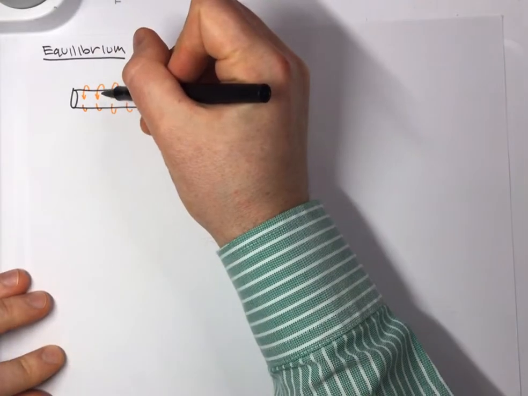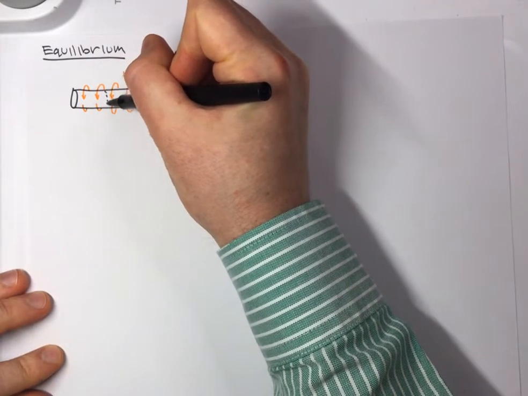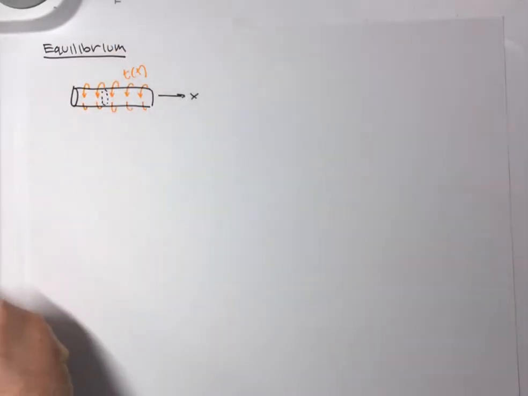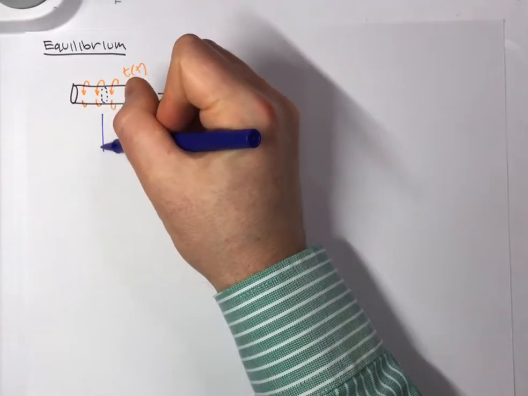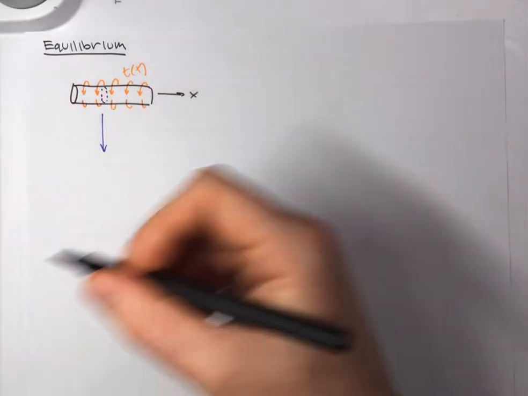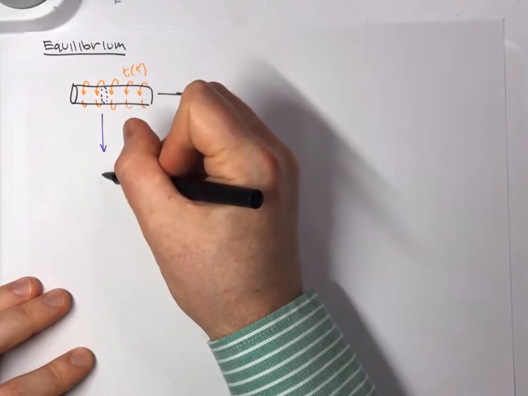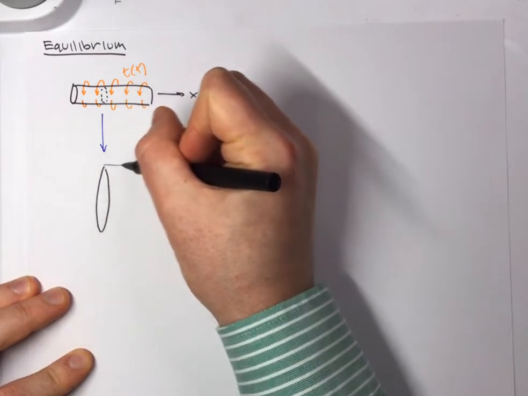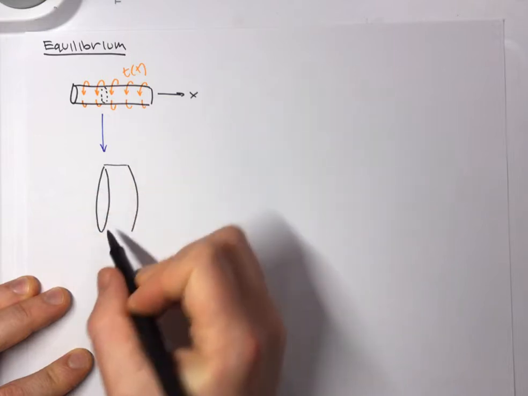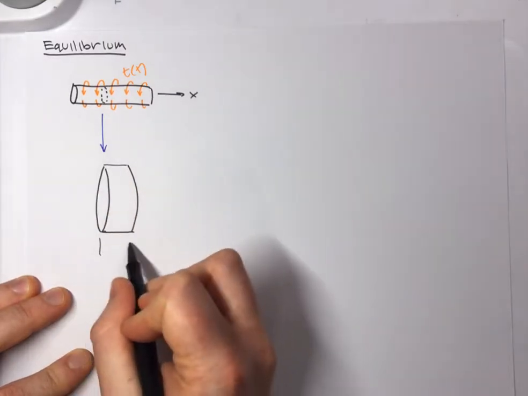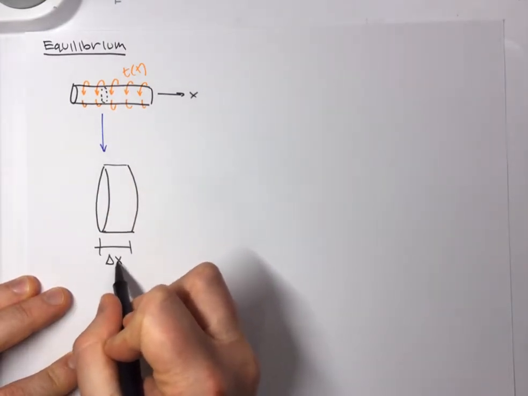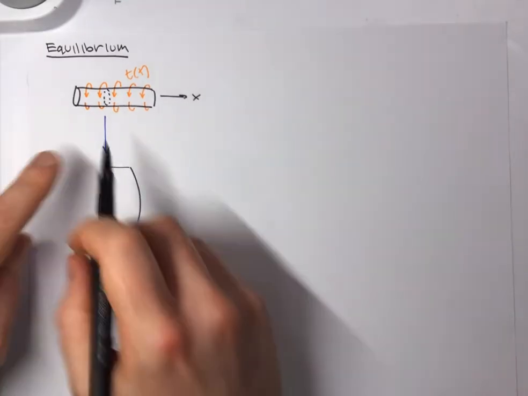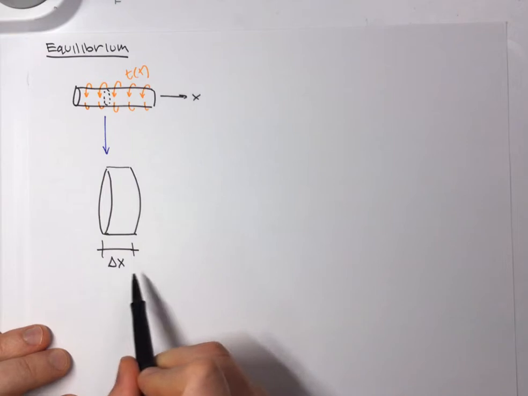But what we're going to end up doing, like we've done some other times before, is we're going to take a little slice out of there, and we're going to look at the forces that are acting on it. So here is going to be our cross section. This is going to be delta x, so it's just a little slice of our rod or our shaft here at a distance delta x long.